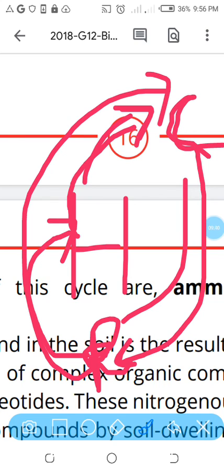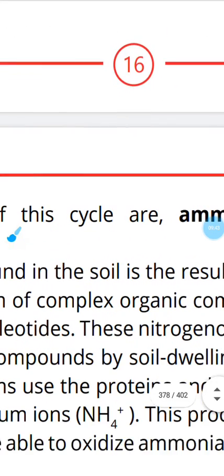So this is the way by which carbon recycling is going on in our universe.